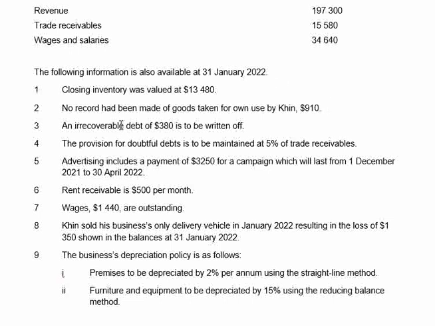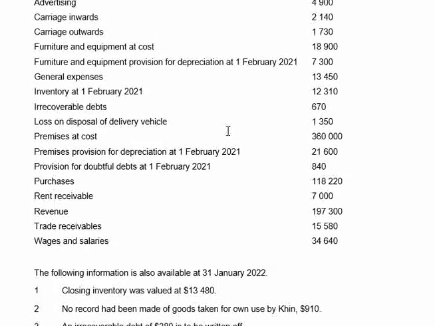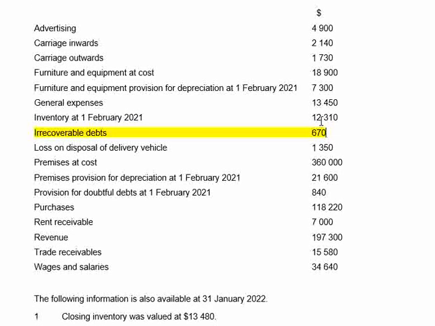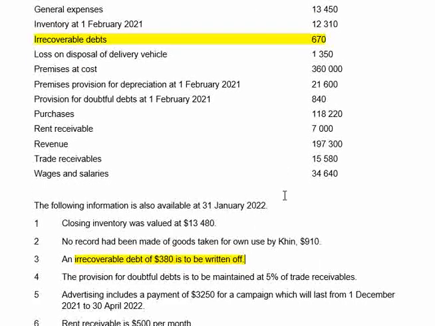Then here we have an irrecoverable debt of 380 which is to be written off. If we look into the question, there are other irrecoverable debts that are also given to us, but these irrecoverable debts have been recorded. This $670 of irrecoverable debts has been recorded already, and now we have to further record this 380. So we will add them together and make a working for them.